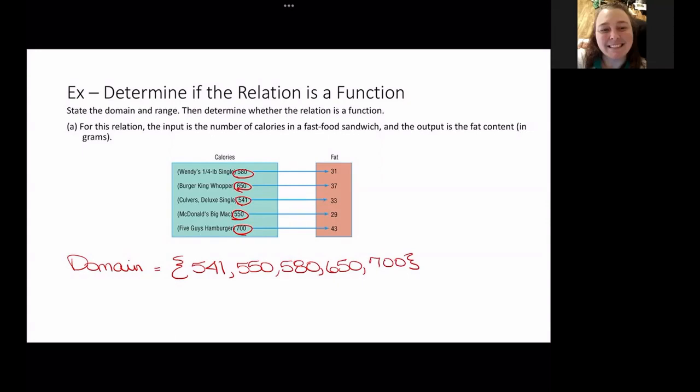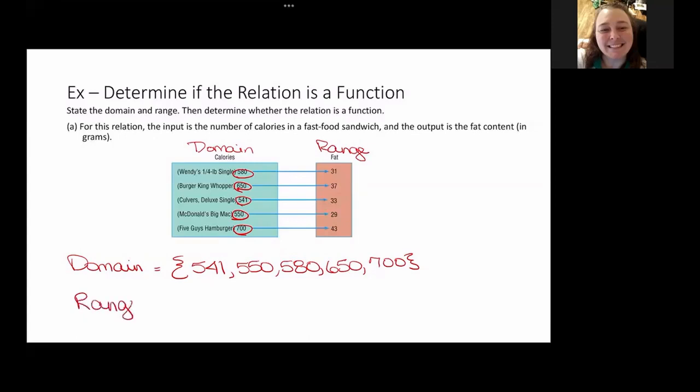Okay. So the domain is going to be your calories. Now, the range, on the other hand, is going to be your fat content. So your range is going to look like, with the curly brackets, and again, we like to put them in order, so let's go 29, 31, 33, 37, 43.